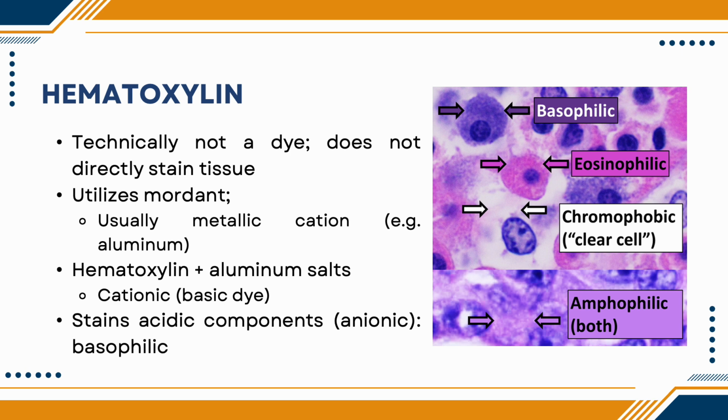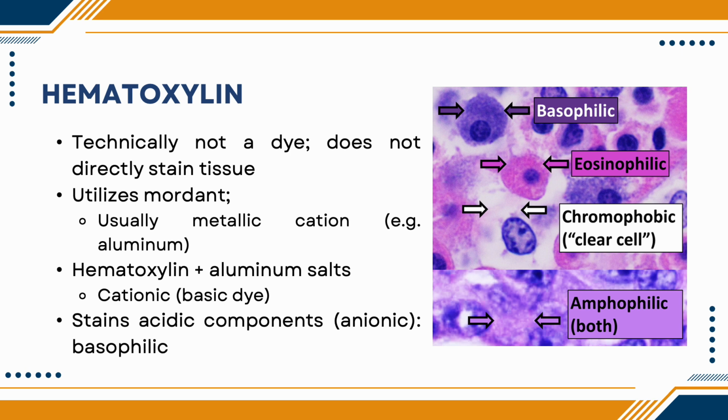Let's first look into the primary stain hematoxylin. It is technically not a dye because it does not directly stain the tissue. In order for the tissue to gain the color of the hematoxylin, it makes use of a mordant, which is usually a metallic cation such as alum or aluminum, and later you will find out na meron pa palang ibang mordant. So the hematoxylin stain is actually comprised of the hematoxylin plus aluminum salts, which gives it its cationic or basic property. So this cationic basic dye will stain acidic components or anionic.